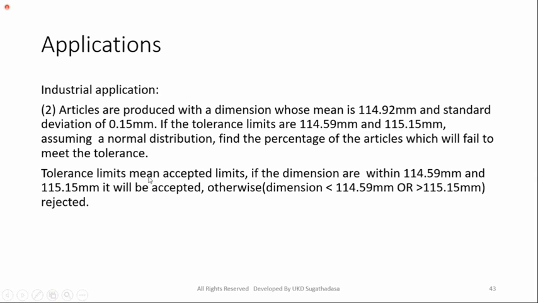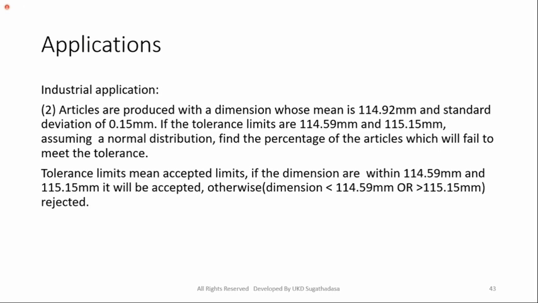Actually, the tolerance is explained in the last sentence also. See? Read that one also. The tolerance limit means accepted limits. If the dimensions are within these two values, it will be accepted. Otherwise, what is otherwise? Dimension less than 114.59 or dimension greater than 115.15 will be rejected. You can understand. Now, this is an industrial application. Now you can understand the earlier marks example. This is now an industrial kind of example.